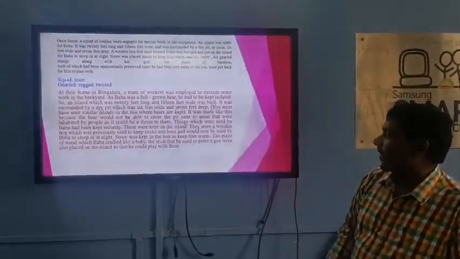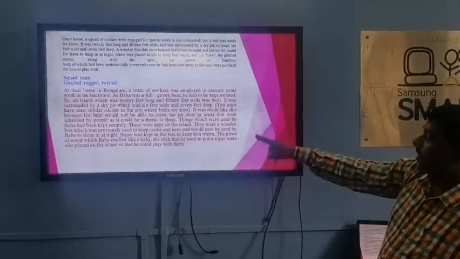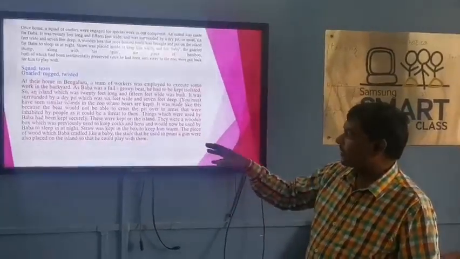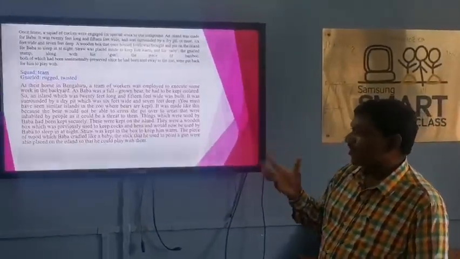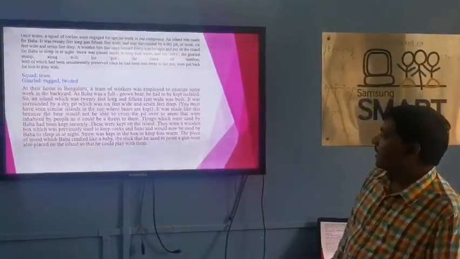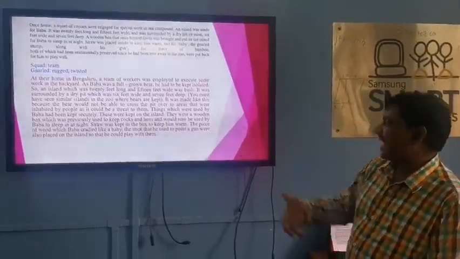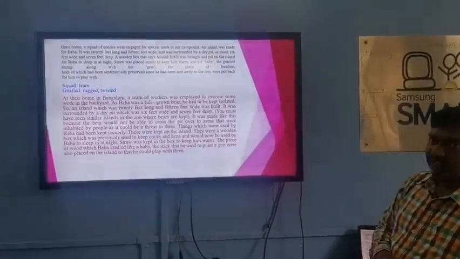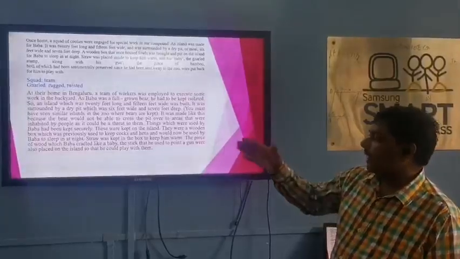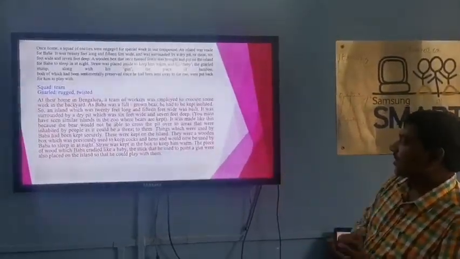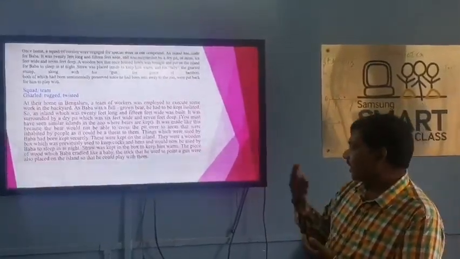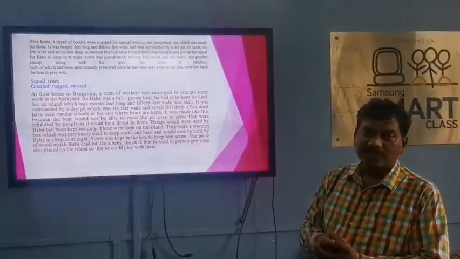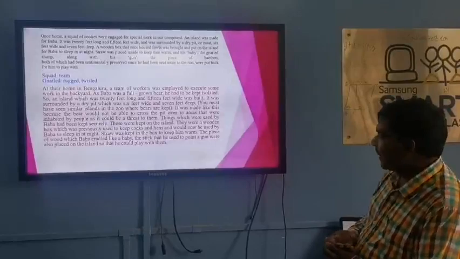And things which were used by Baba had also been kept securely on the island. All the favorite things that Baba had were kept there. Which things were the favorite things of Baba? Let us see. There was a wooden box which was previously used to keep cocks and hens, and would now be used by Baba to sleep in at night. Straw was also kept in the box to keep him warm, and the piece of wood which Baba cradled like a baby was also kept, and the stick that he used to point like a gun was also placed on the island so that he could play with them. So all the things were kept on the island which was built for Baba in a place of isolation.